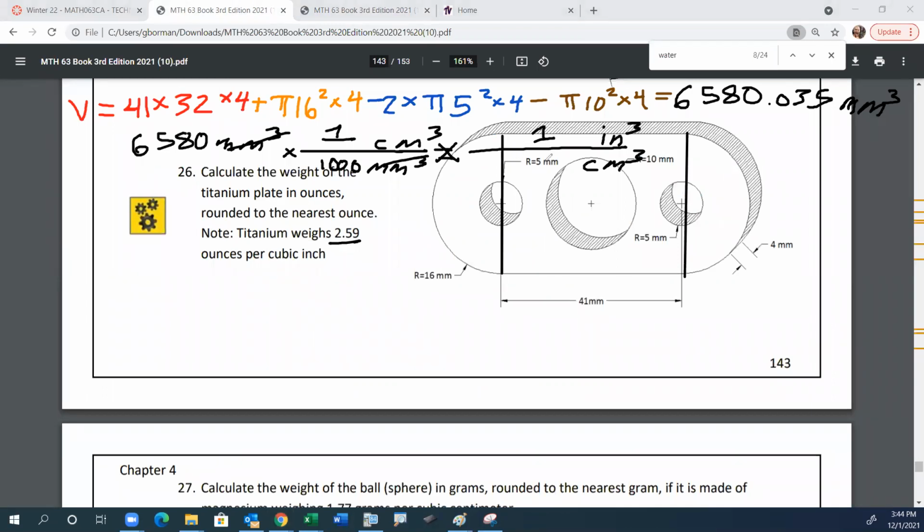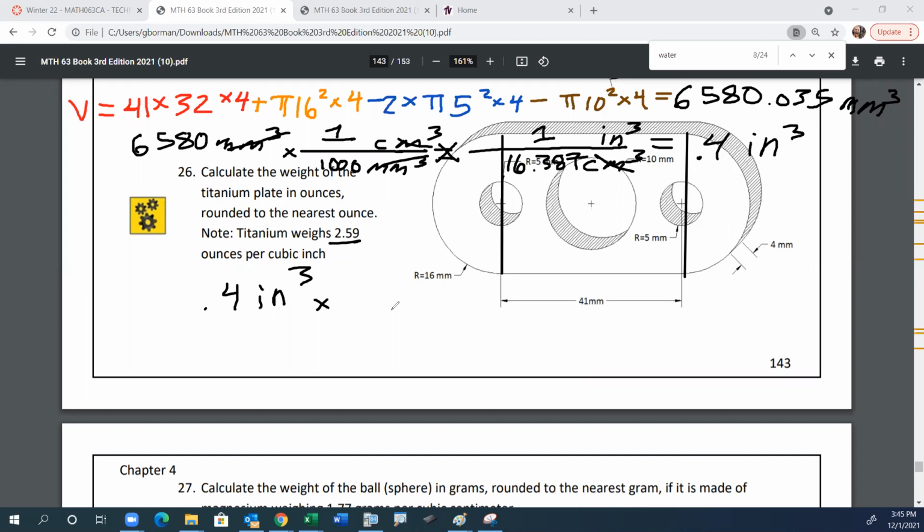So 16.387, and the cubic centimeters will cancel. And then this guy will be in the units that I'm looking for, which is about 0.4 cubic inches. And again, I've got this to more decimal places on my calculator. I'm not worrying about writing it all the way out right now because I'm not done. Okay, so now we've got 0.4 cubic inches.